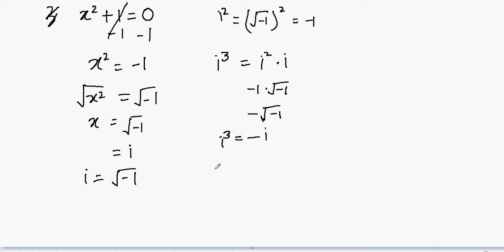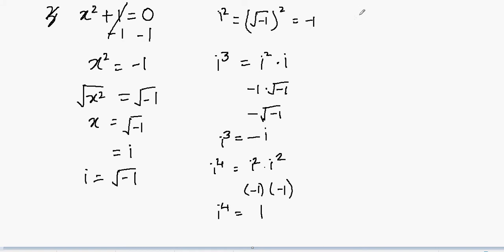Now let's see what i to the power 4 is. So i to the power 4 can be written as i squared times i squared. The value of i squared is -1, so this will be -1 times -1, which is equal to +1. So i to the power 4 is equal to +1. Now I'm showing you these values because we'll have to work with them.